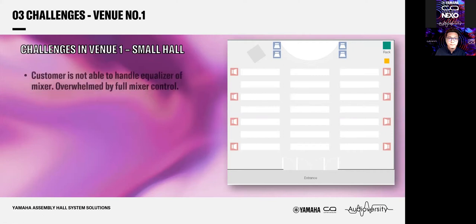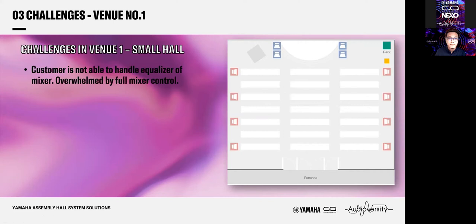So one of it is that the customer is not audio trained. The customer has no prior knowledge of audio systems and is not able to handle even an analog mixer. The only thing this customer knows is to push the volume up and down, as well as turning the microphone on and off. That is very basic knowledge that most users who are not audio trained will have. They do not know how to use an audio mixer, and they'll be overwhelmed when they see all these knobs and buttons and sliders.